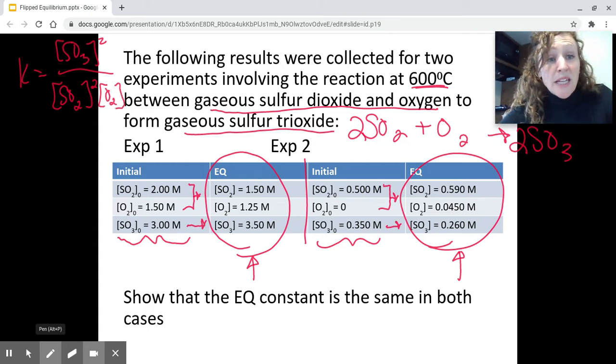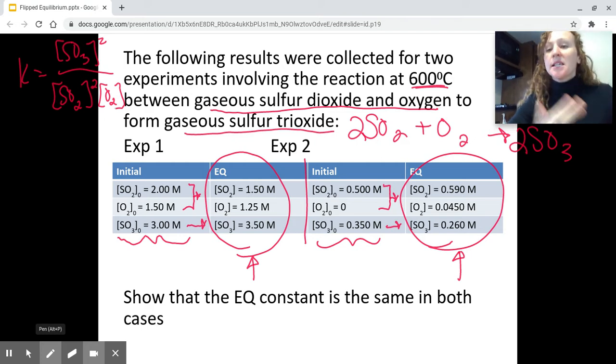All right, so that's what our K equation should look like. And now let's take these equilibrium positions and plug them into our K equation and see, do we actually get the same K for both experiments? We have the same reaction, we have the same temperature. Theoretically, we should come out with the same equilibrium constant, right? Let's see if we actually do or not.